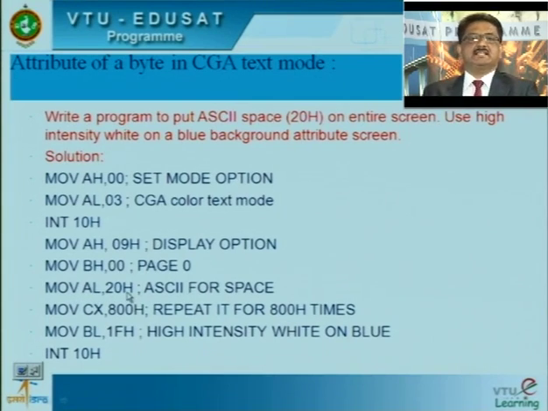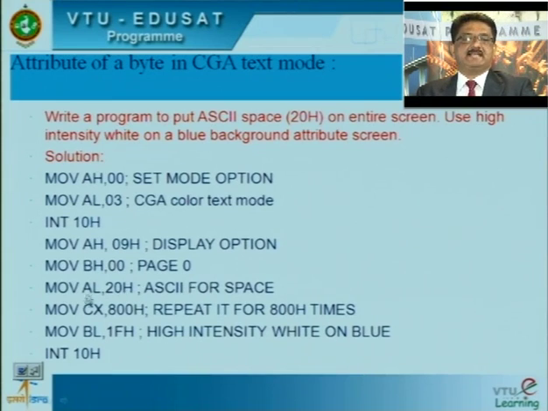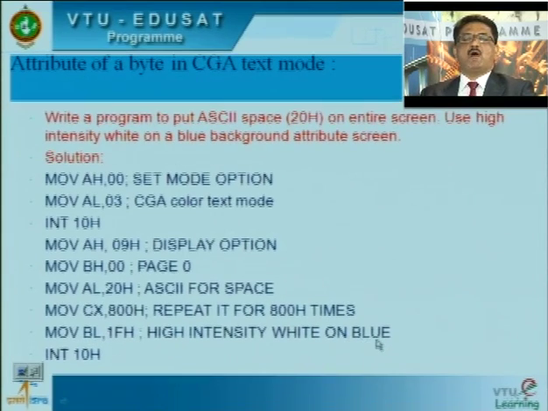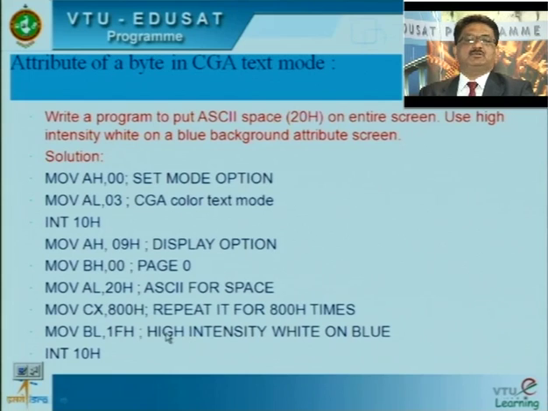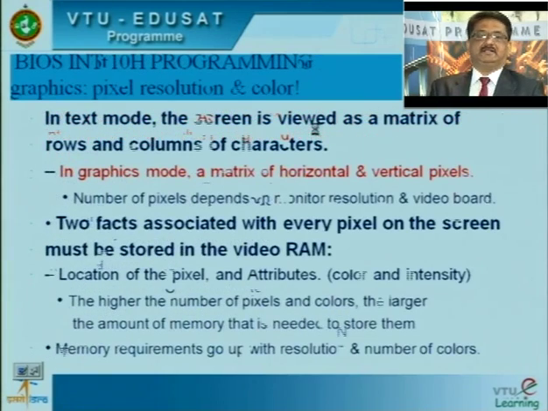What needs to be displayed is now in AL, which is the ASCII value for space. So I am putting the ASCII value of space in AL, and then I am loading CX with the count, so repeat it for 800H times. Move BL comma 1FH. High intensity white on blue is the attribute that I am giving to the background, which will be loaded into BL, and I am calling INT 10H. So first I set the video mode by specifying 03 into AL, and then I display a character on the screen.